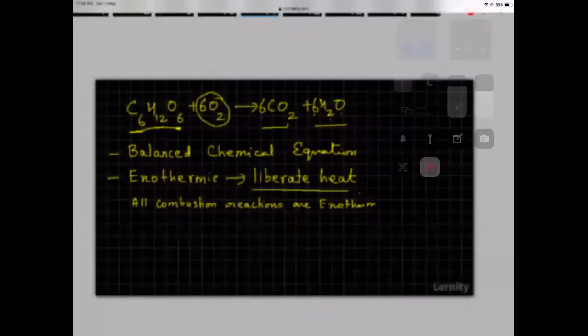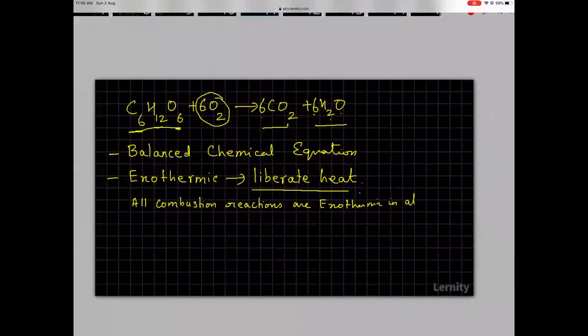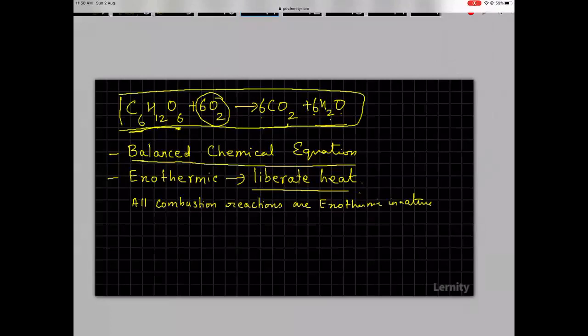All combustion reactions are exothermic in nature. So this is an example of a combustion reaction. This is a balanced chemical equation. What do you mean by a balanced chemical equation? The number of elements of any type.